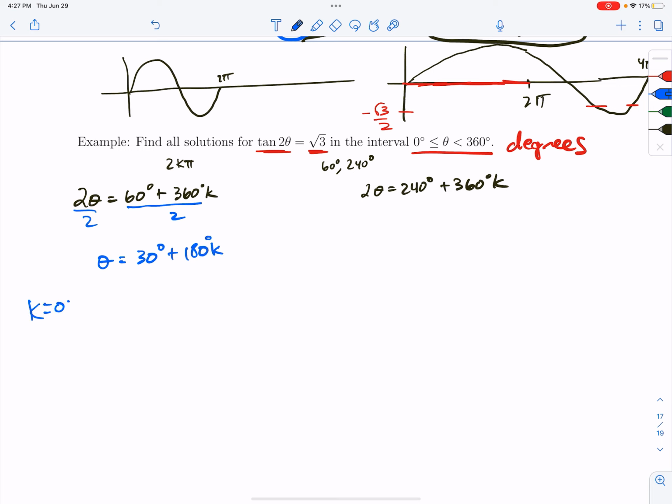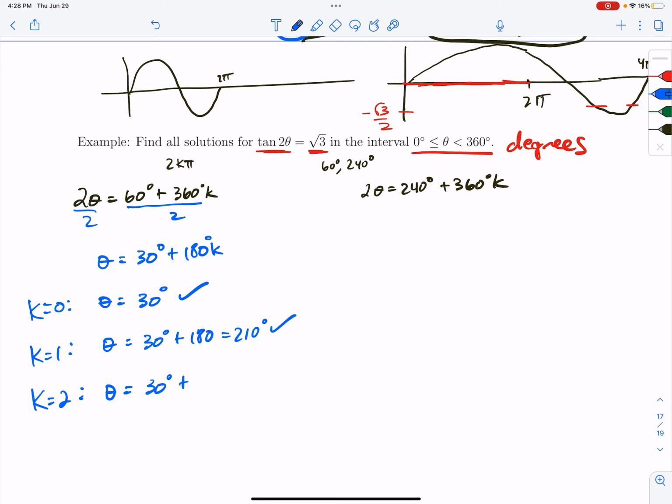When k is 0, I get theta equals 30. That's good. That's between 0 and 360. When k is 1, I get theta equals 30 plus 180, which is 210. So that's good. When k is 2, I get theta equals 30 degrees plus 2 times 180, which is 360, which is 390 degrees, which is too big. So my 2 solutions from that branch of the equation are those right there.